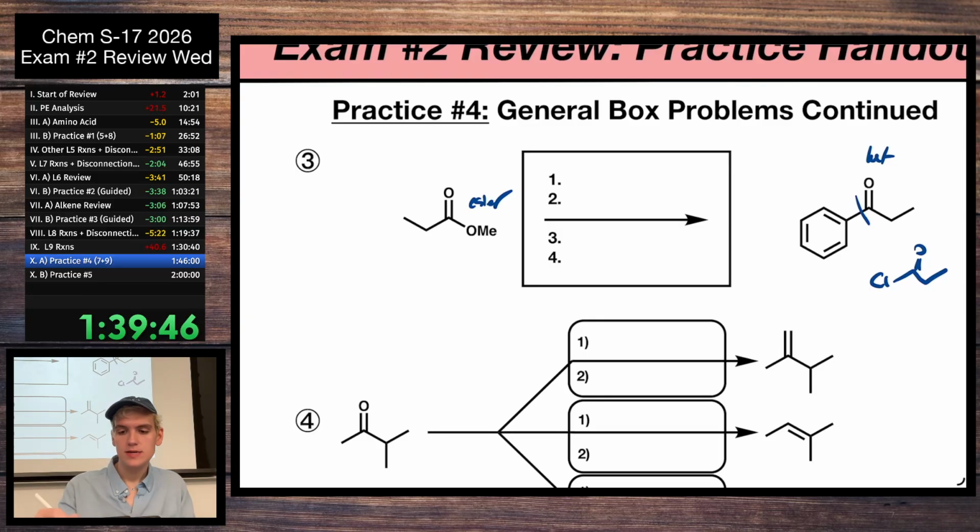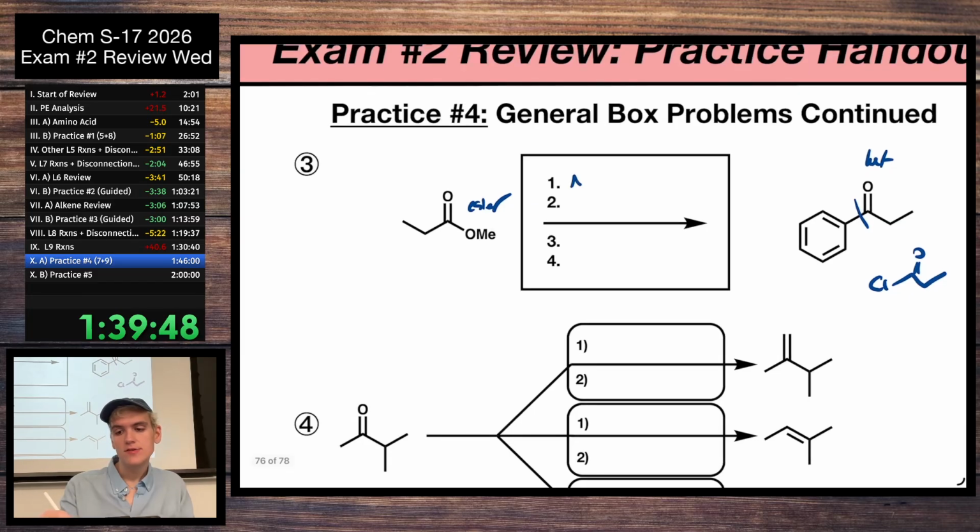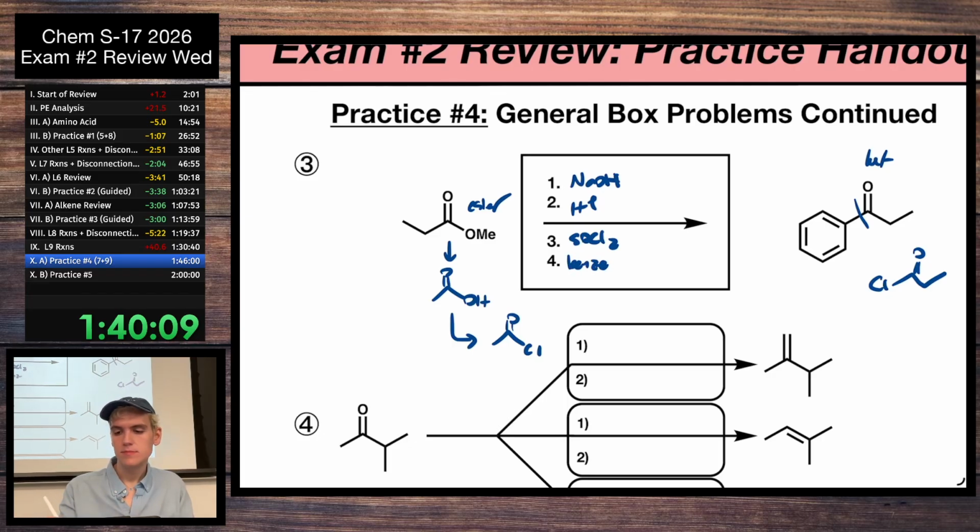Okay, so how do I get from ester to an acid chloride here? Well, I can do an ester hydrolysis. So I'm going to use NaOH and then H+. You could use H3O+ here, that would be fine. Then I need to take it from a carboxylic acid to an acid chloride. So I'm going to use SOCl2. And then from there, I need to add benzene and AlCl3. And that will finish off the Friedel-Crafts.